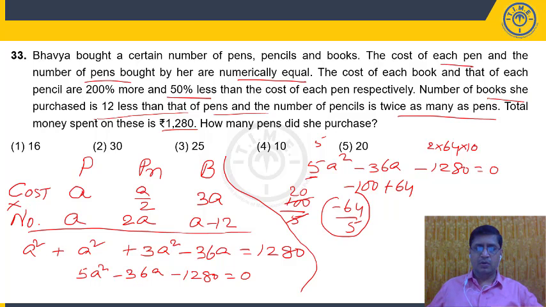So what is the question here? How many pens did she purchase? The number of pens purchased is a positive number, it is not a negative number. So ignore the negative part and consider only the positive. So what is the value here? 20. The right choice is option 5. The fifth choice is the right choice. Okay. Next.